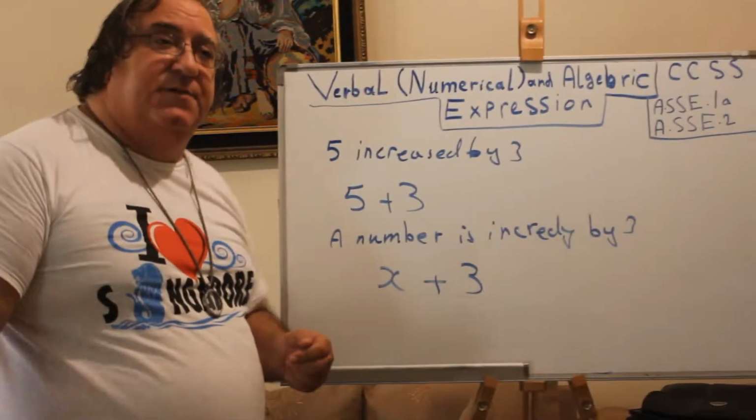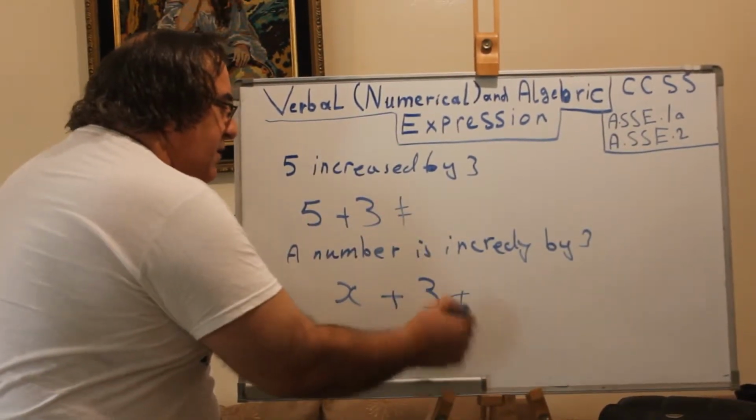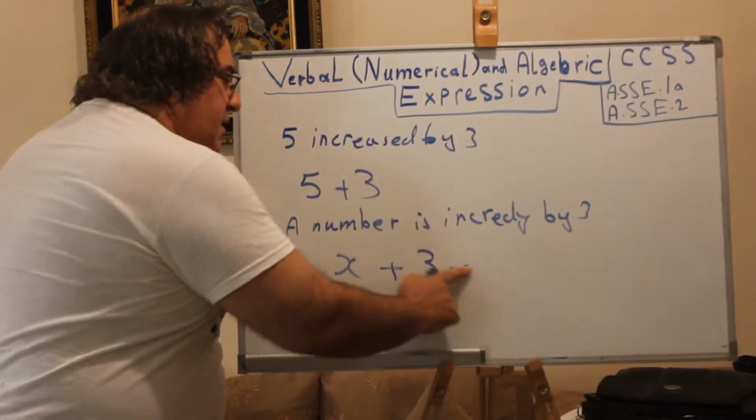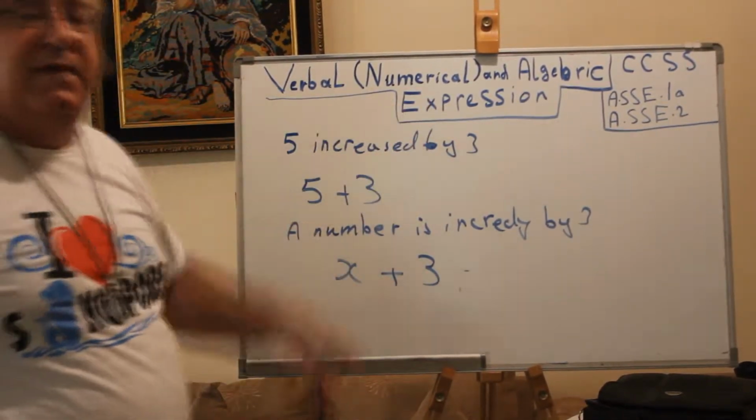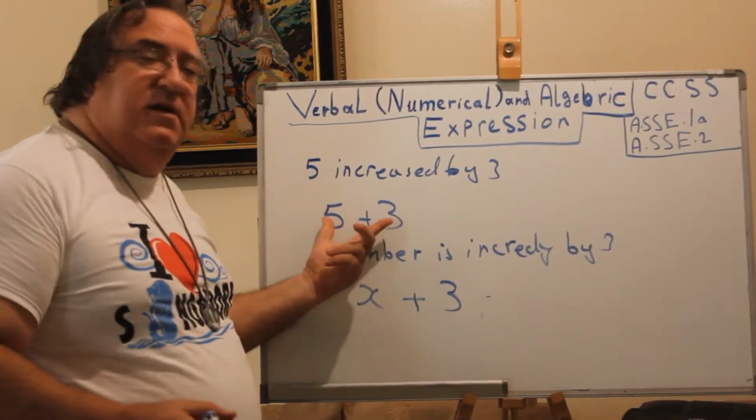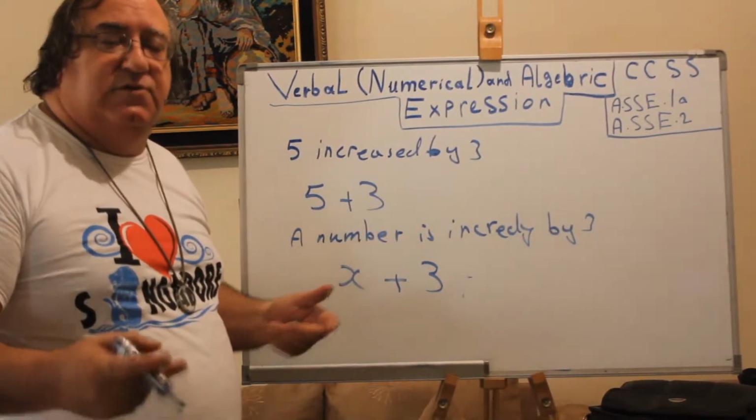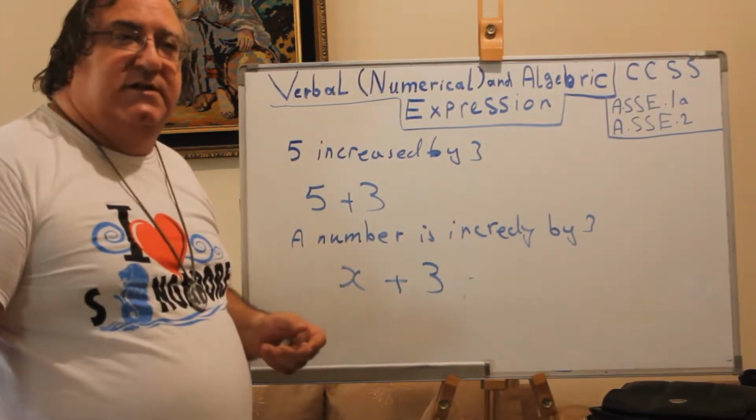You have to notice that there is no equal sign here. If there is an equal sign, then it is not an expression, it will be an equation. So an expression indicates a situation like increasing, decreasing, multiplying, whatsoever. Let's go to the second step.